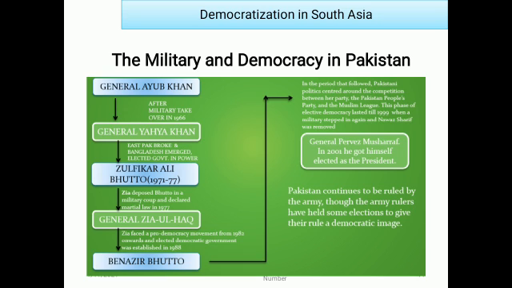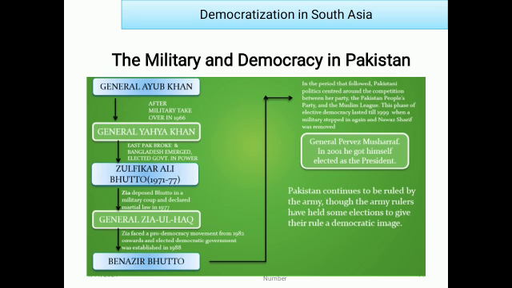from 1971 to 1977. Zia deposed Bhutto in a military coup and declared martial law in 1977. Then there was General Ziaul Haq, and after him Benazir Bhutto. And as we all know, Benazir Bhutto was assassinated.